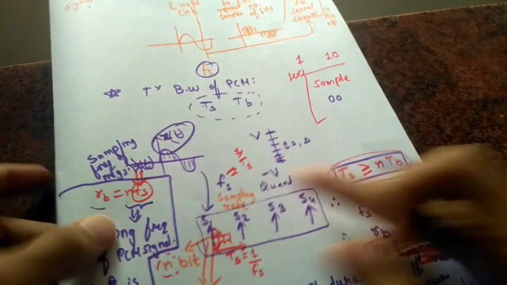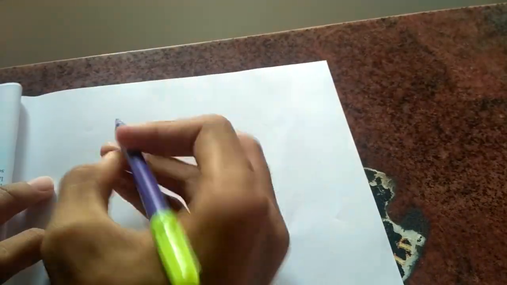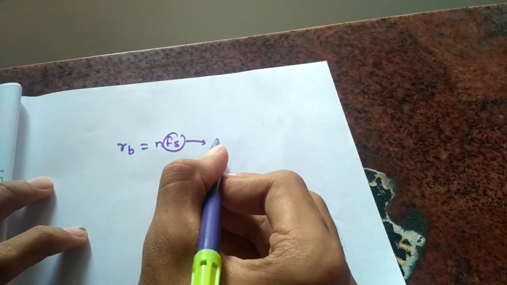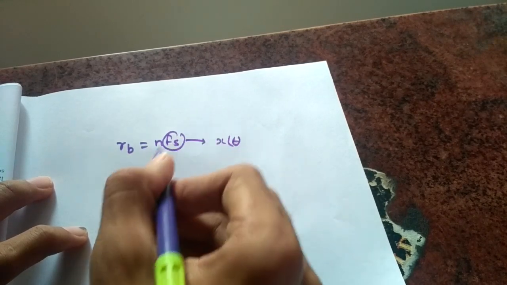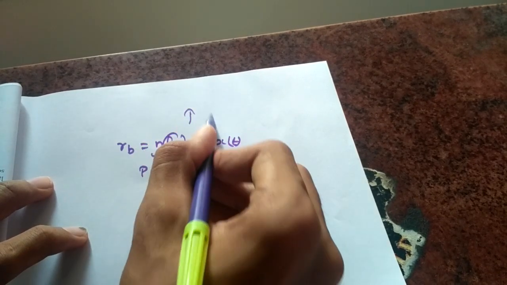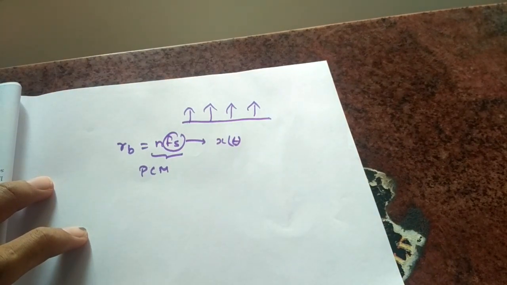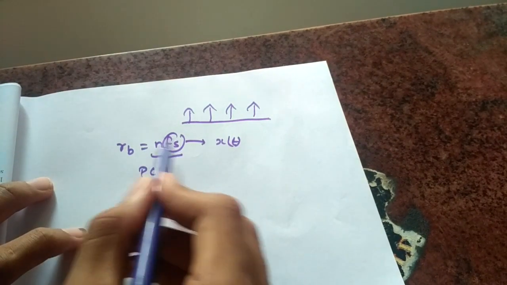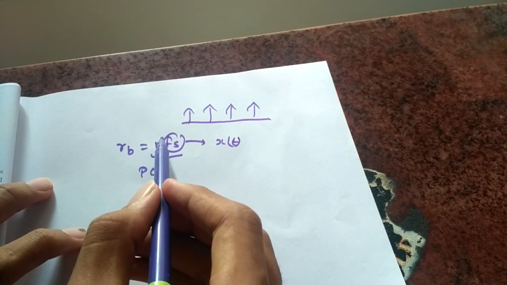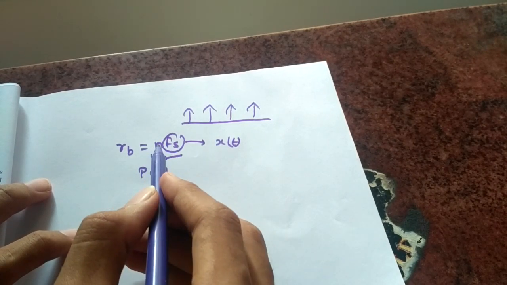I am repeating again what I am talking about. We got RB and Fs, and this Fs was the sampling frequency of the message signal x of t only, right? But this nFs was the sampling frequency of the whole PCM signal, which we will be using for transmission of the data. If we are using 2 bits per word, then it is twice Fs, 3 bits then thrice Fs. It depends. We are generalizing over here by taking n bits, right?